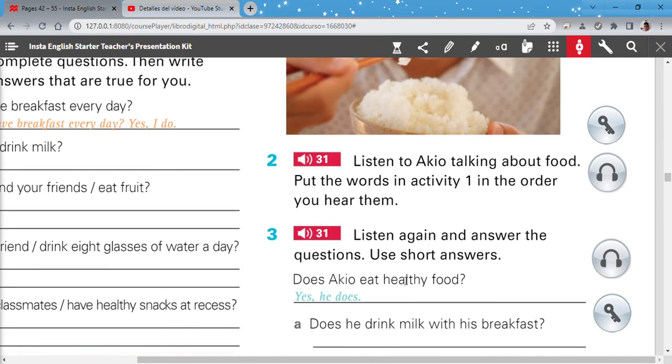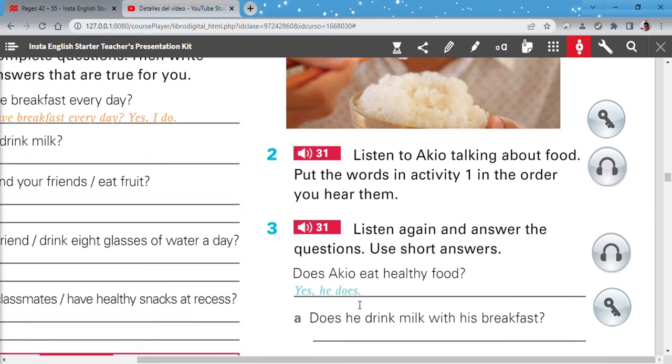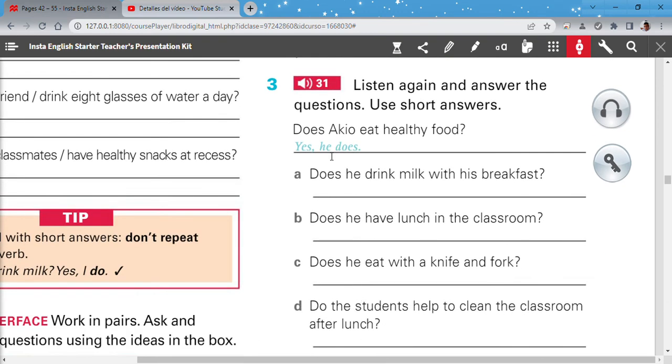Does Aiko eat healthy food? Yes, he does, of course. Does he drink milk with his breakfast? What about this? No, he doesn't. He drinks hot water, and his mom drinks green tea.